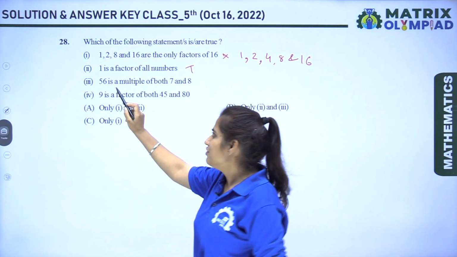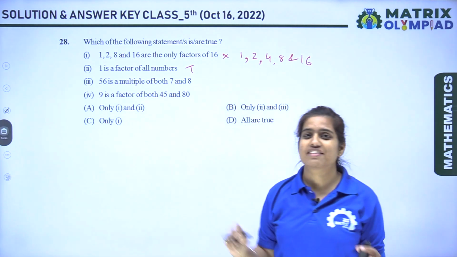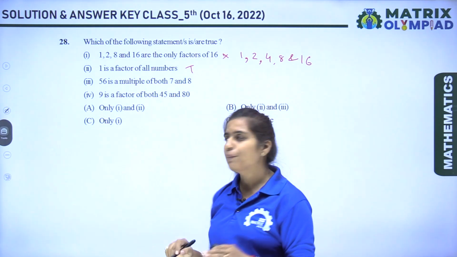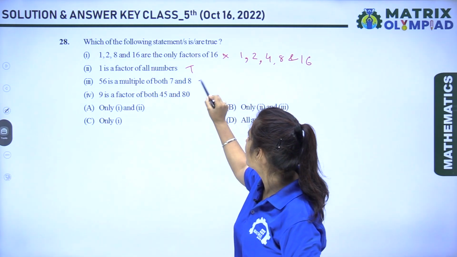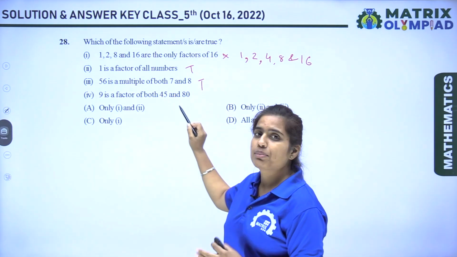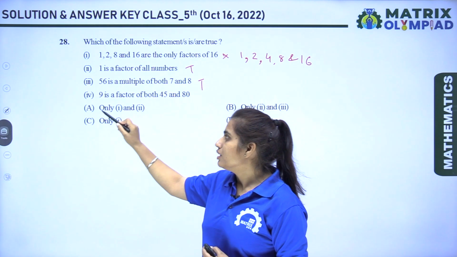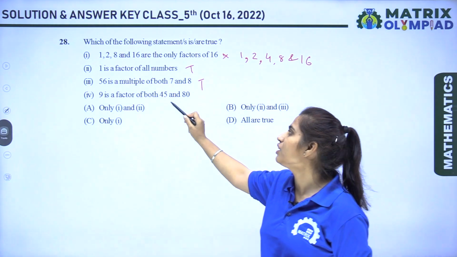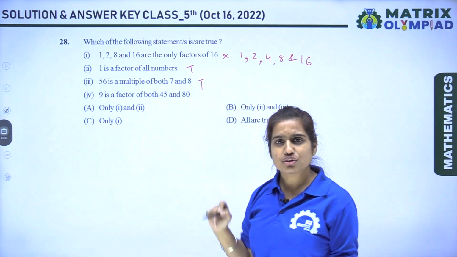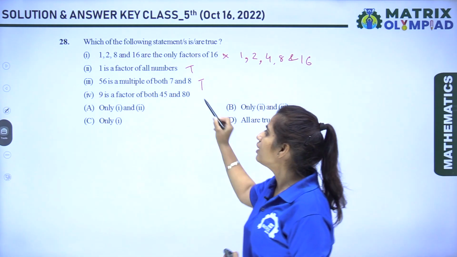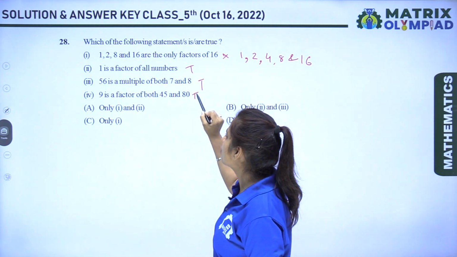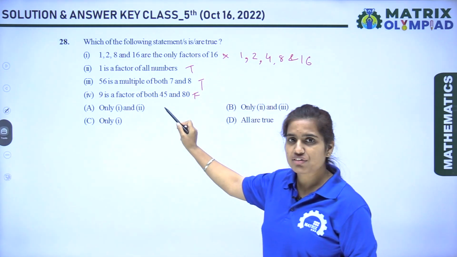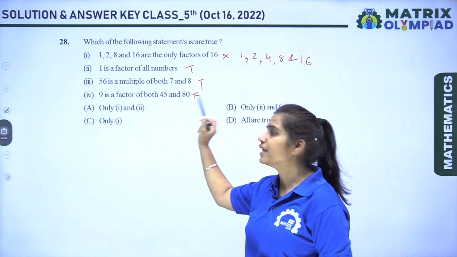Now, the third one. 56 is a multiple of both 7 and 8. So, this statement is true for both. 56 is the multiple of 7 and 8. Now, the fourth statement is 9 is a factor of both 45 and 80. Is it true or false? No, it is not true. So, we can say that this is a false statement because 9 is a factor of 45, but 9 is not a factor of 80.